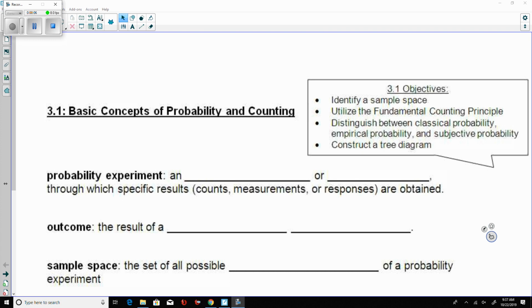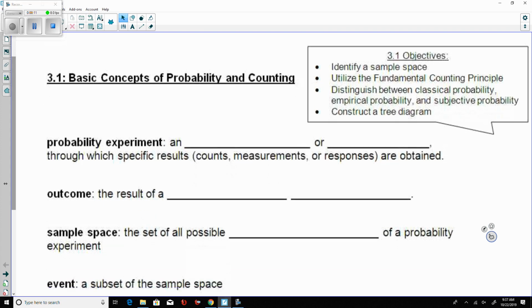Okay, so probability experiment. Now the basic concepts of probability. Some are going to be pretty easily understood. Others are going to be rather challenging. It gets a little tricky as we move along. This chapter only takes like 2 weeks, so we should be done by the end of the first quarter, I would think.